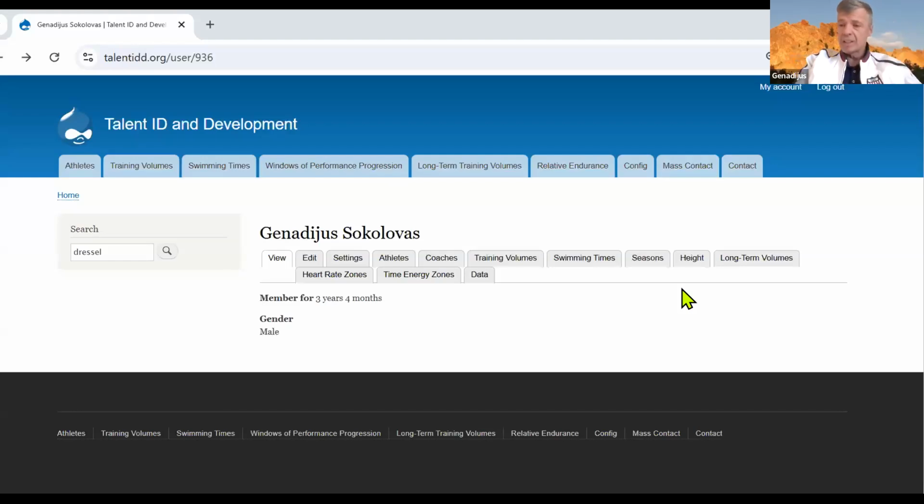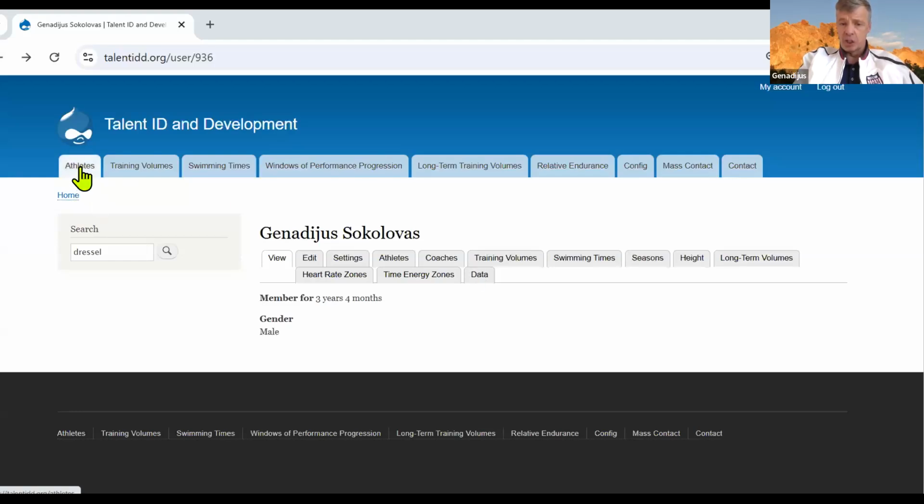So let's look at what is inside. I connect like myself. Every coach will have their own connection. Swimmers will have their own connection also, with credentials, login name and password, and then you can start using it.